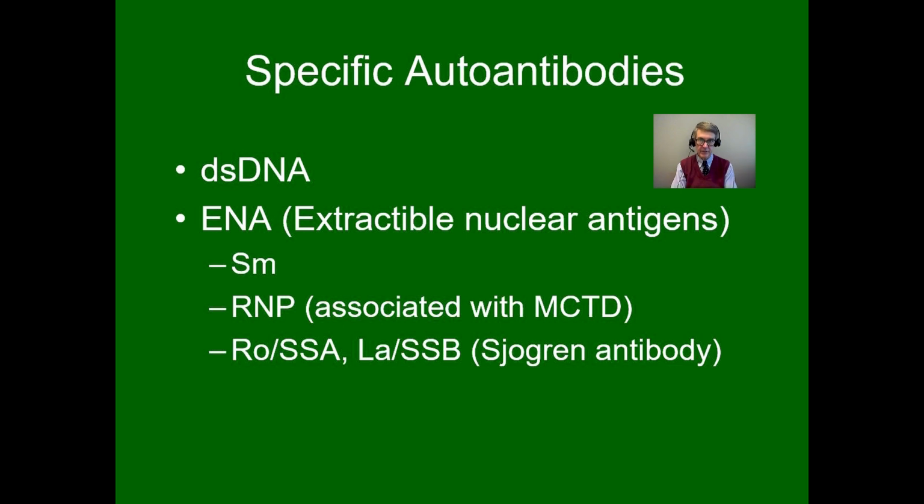Mixed connective tissue disease is a sort of constellation of lupus and inflammatory myositis, polymyositis, or dermatomyositis, and/or scleroderma. We talked about the Ro or the SSA and the La SSB Sjogren's antibodies and how they're more often associated with neonatal lupus.